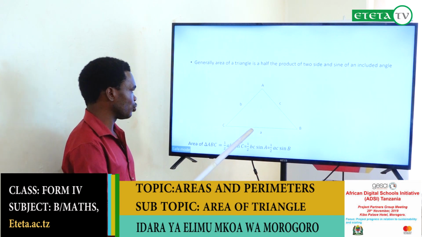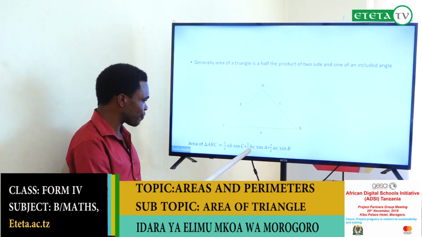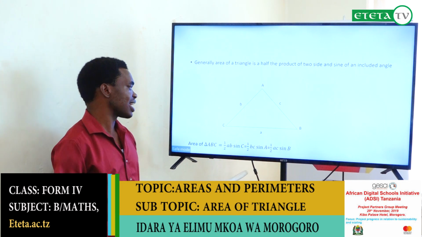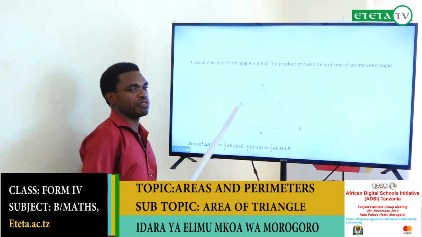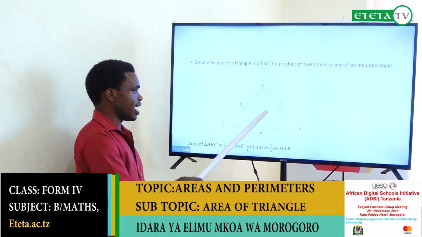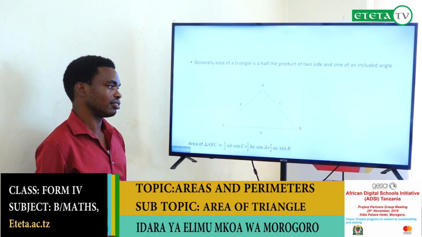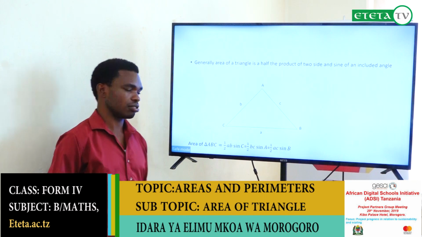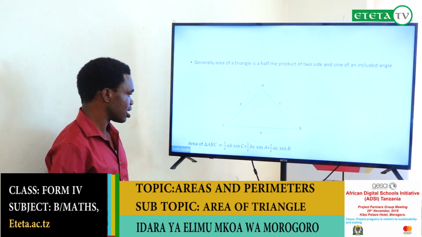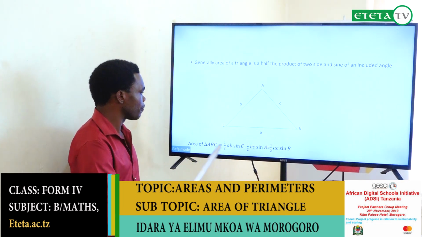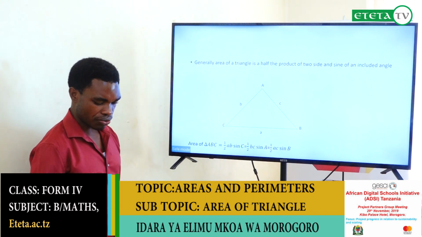For example, if we decide now to use b and c, and we are given this angle, it will be a half bc. We have to take this one times this one, and again, multiply by the included angle. And if we use this one and this one, the included angle will be A. Similarly, if we have a and c, I hope you get the picture of which one will be the included angle. Yes? The included angle will be B. This is the included angle of this triangle by using this one and this one. So by any of these you are going to get the same answer.